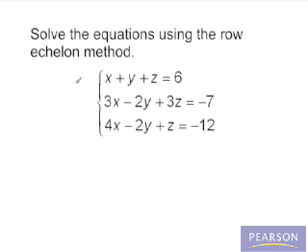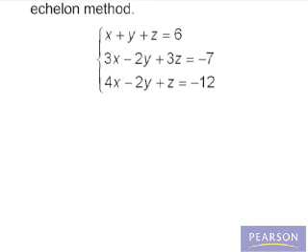Solve the equations using the row echelon method. We're given the system of equations x plus y plus z equals 6, 3x minus 2y plus 3z equals negative 7, and 4x minus 2y plus z is equal to negative 12. Our first step will be to translate this system of equations into an augmented matrix.